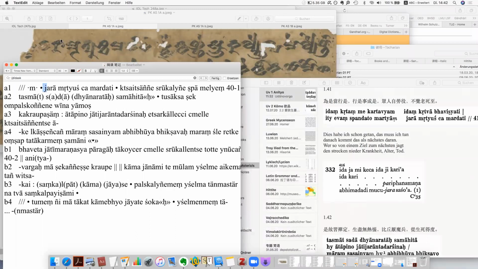This is the ra, and you have a long a here. So jara, jara means... Never mind, there's transliteration anyway. I'm not asking you to read it directly, there's a transliteration below, so don't worry. Okay, and then this is m, and this is here.